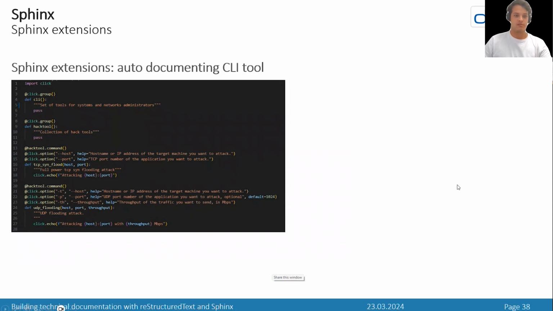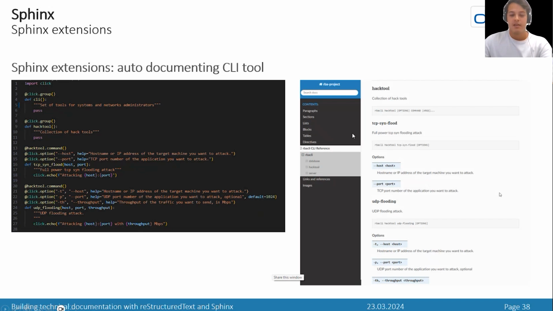And now I quickly show you my CLI code. I have a few functions with some Python decorators. You don't need to know what a decorator is. And then my documentation will be available like this. So you can see that there are the different commands and options available. And all of this is done automatically.